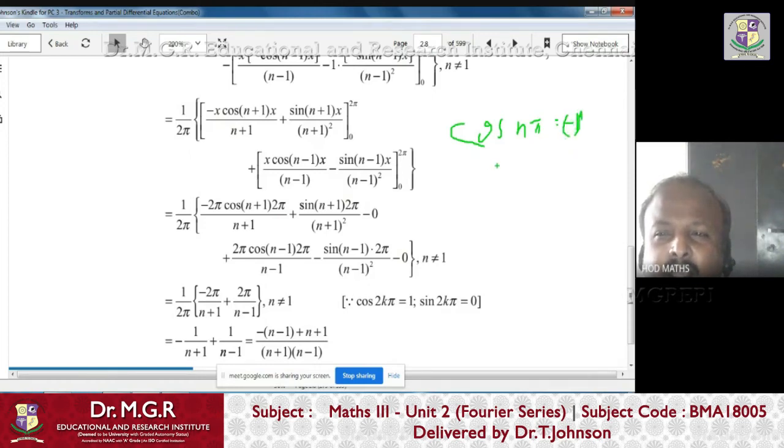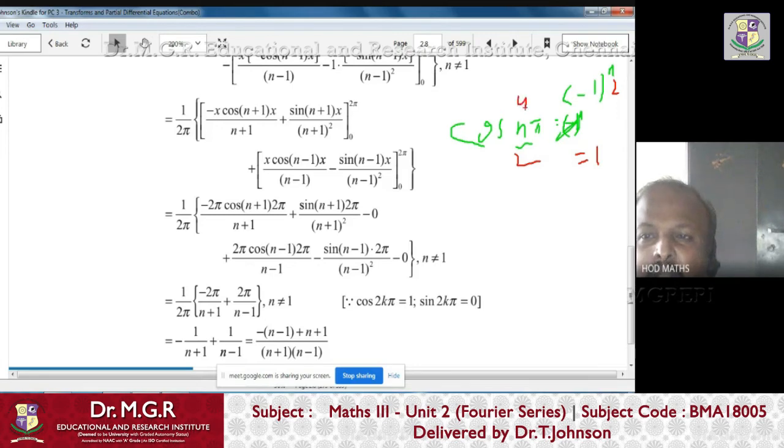But we know one thing. Whenever n is even, cos n pi equals 1. Suppose n equals 2, cos 2 pi, then this is minus 1 the whole square, then it becomes plus 1. Similarly, when n is 4, that time also the value is 1. So I already told you, whenever n is even, the value is always 1.